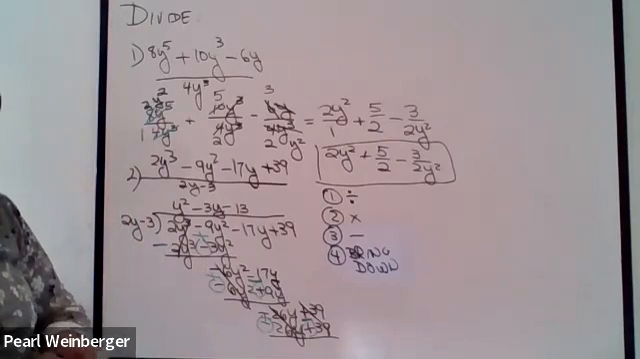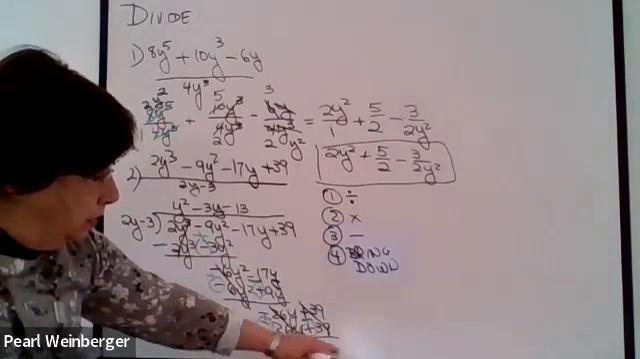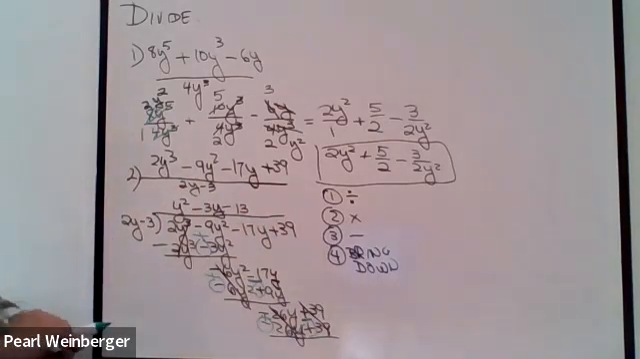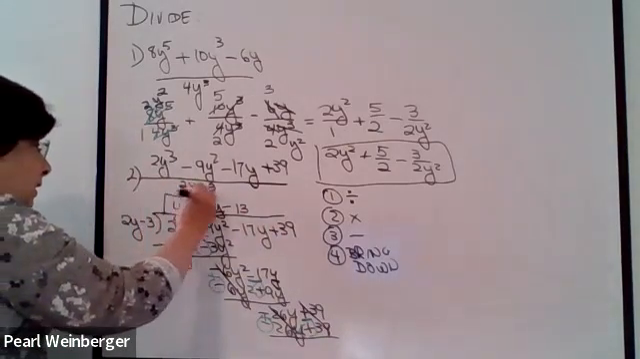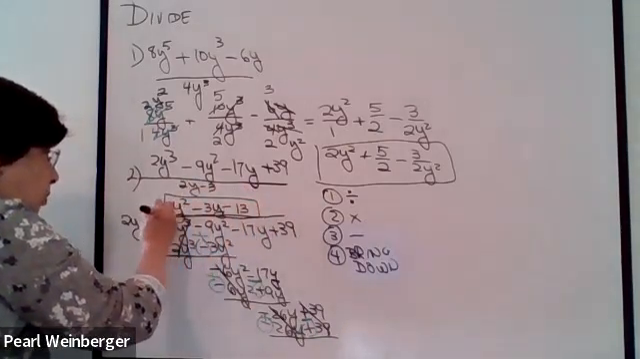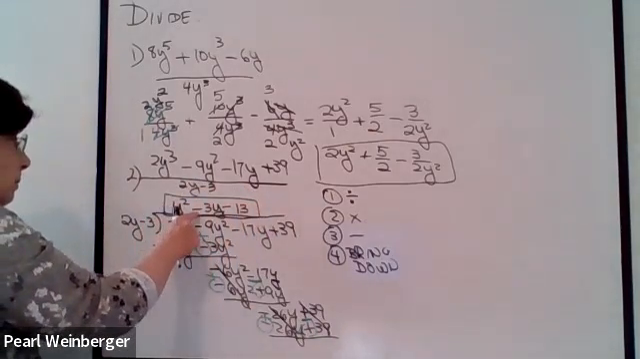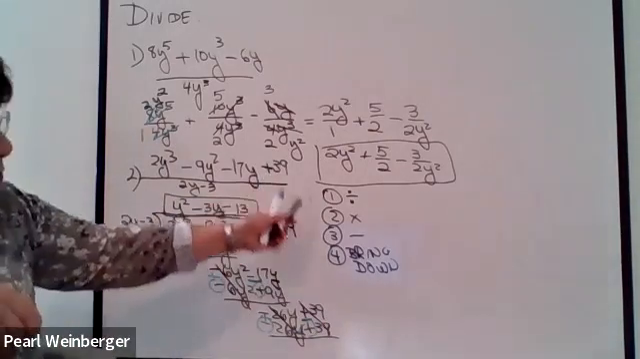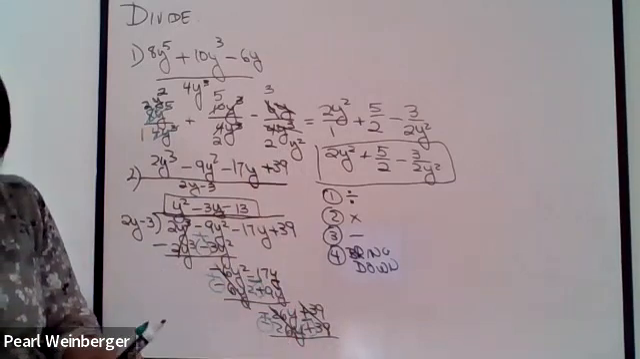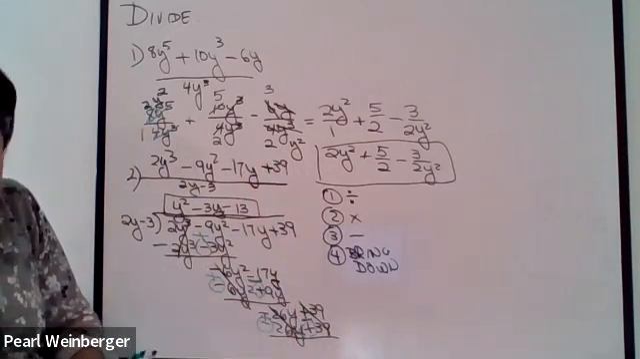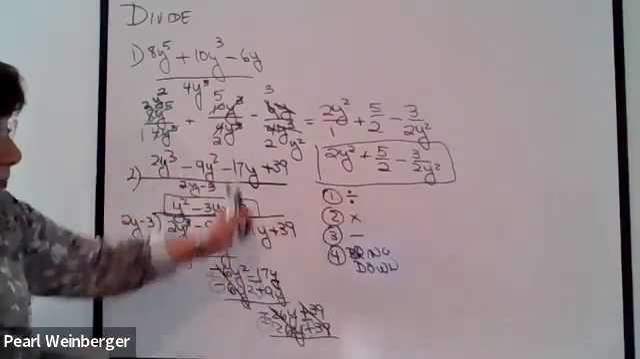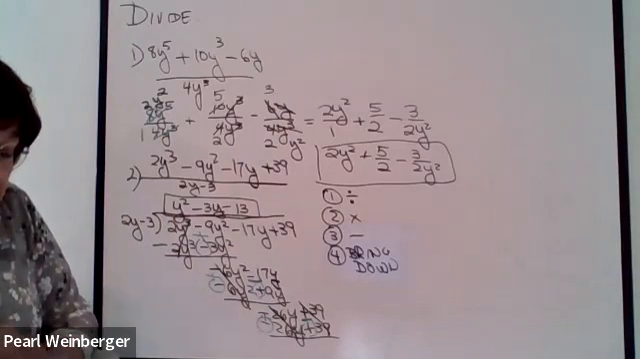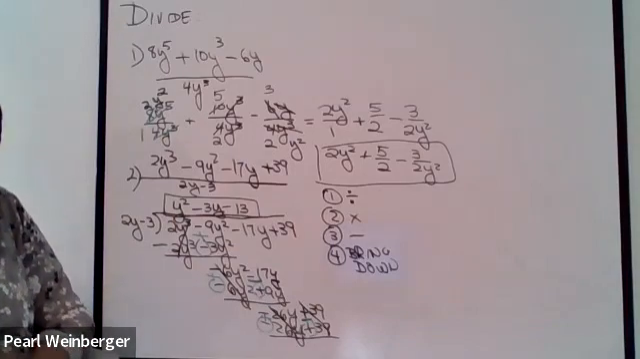There's no remainder. If there had been a number here, I would have taken that number and put it over the divisor, but there was no number. My answer, this is my quotient, is y squared minus 3y minus 13. And you've got to be neat about this, because if you're not being neat, you're not going to see what's the next thing to come down. So be careful about doing things very neatly.